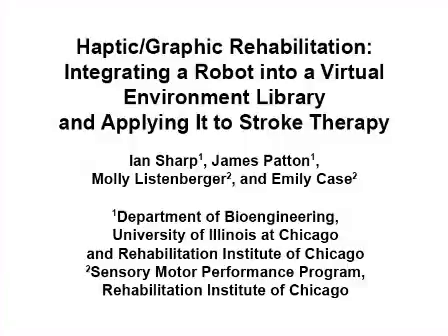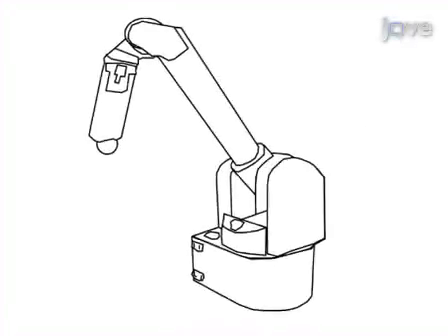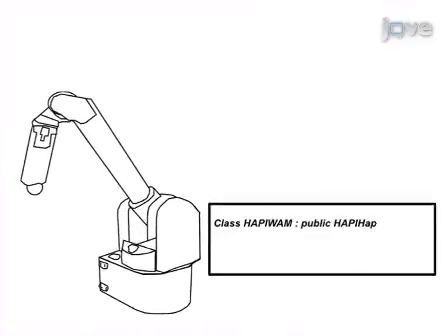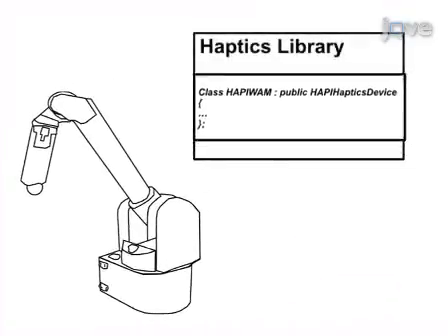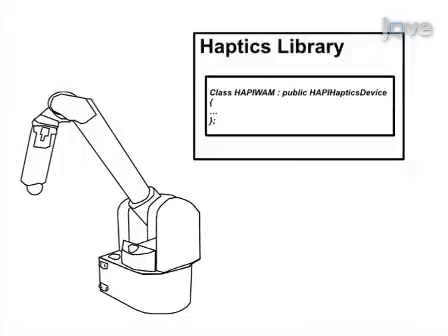The overall goal of this procedure is to integrate a robot into a virtual environment library and then use the robot for stroke therapy. This is accomplished by first creating a wrapper class to extend the Haptics library and then integrating the wrapper class into the Haptics library.